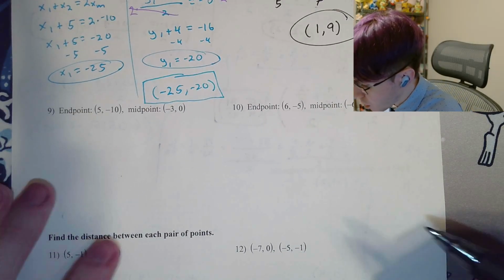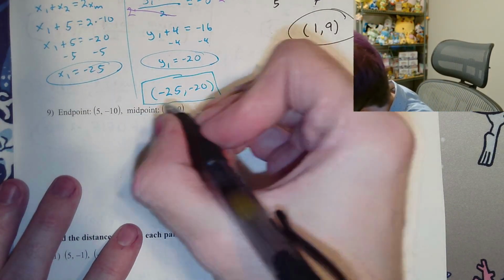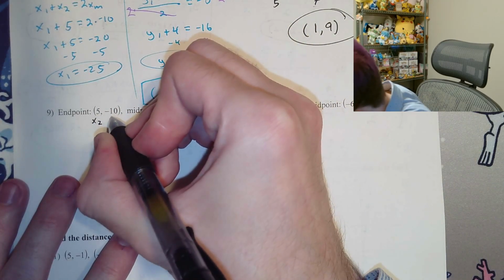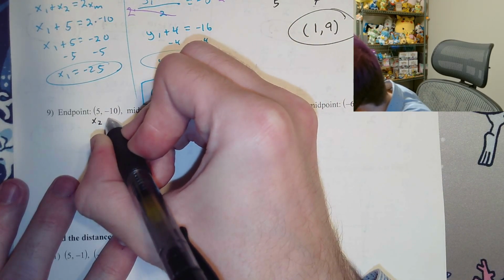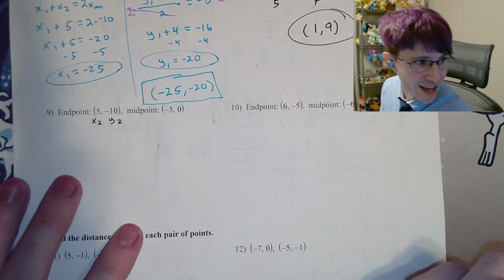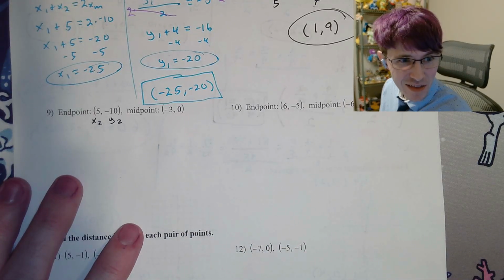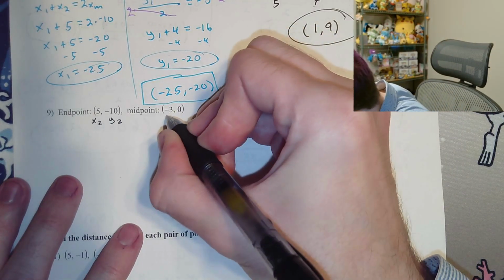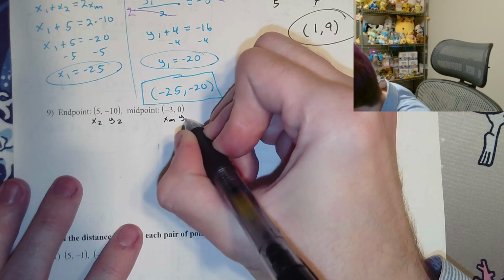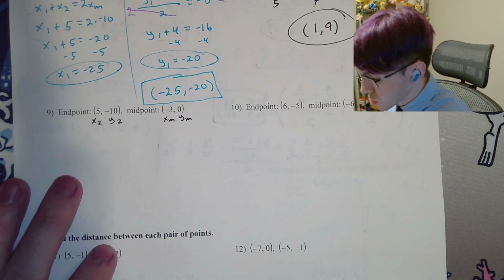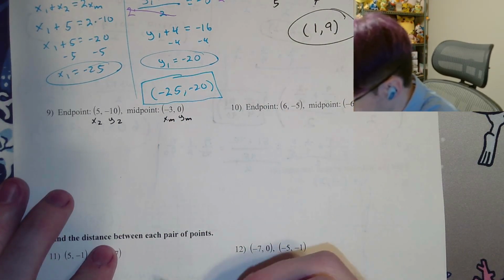So number 9, again, I'm doing all the algebra version of it. So the algebra version, it ends over here. Our x2, our second x value is that 5. Our second y value is that negative 10. And then our midpoint, our x middle is 3, and our y middle is 0. Doing it 100% algebra style.